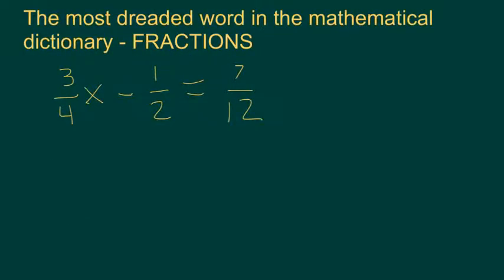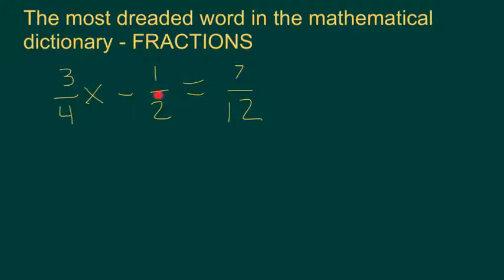Okay, now we have come to the most dreaded word in the mathematical dictionary, fractions. No one likes fractions, but okay, let's see how we can work it. Now, if you want to, you can actually get rid of the fractions by multiplying. Whenever you multiply a fraction by its denominator or a multiple of its denominator, it becomes a whole number. So if you multiply an entire equation using that multiplication property of equality by a common multiple of all of the denominators, you will end up getting rid of all the fractions.